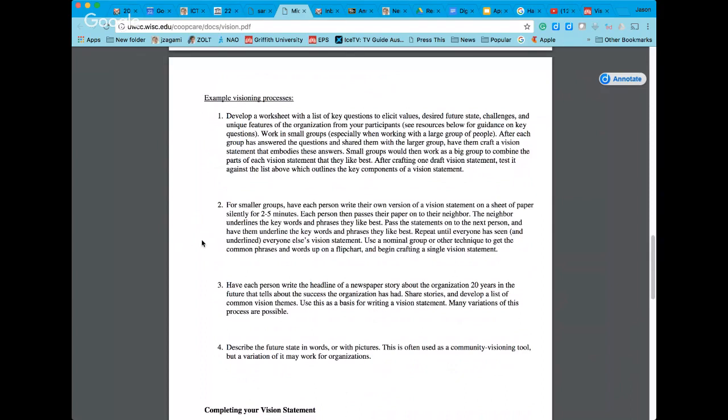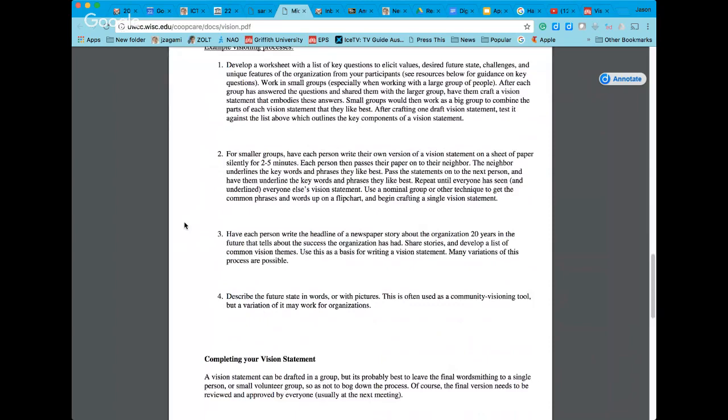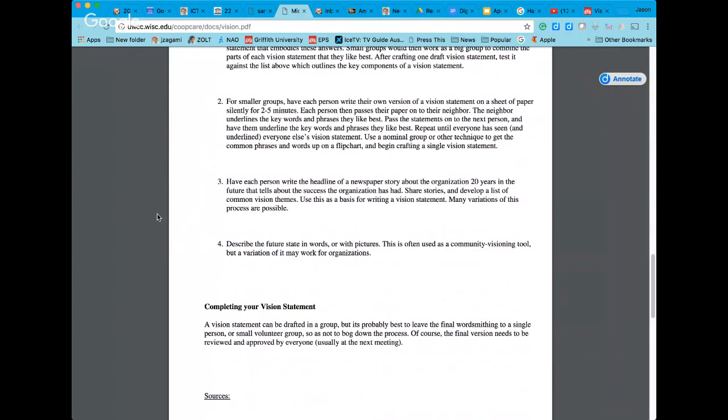The third approach is everyone writing a headline for a newspaper story about the organization in 20 years' time. So what it's achieved. And you can also do a similar thing with pictures and words and try to create a visual representation of what the organization might be like in the future. So all of it is around looking to the future and what you would like to see happen through the implementation of your plan.